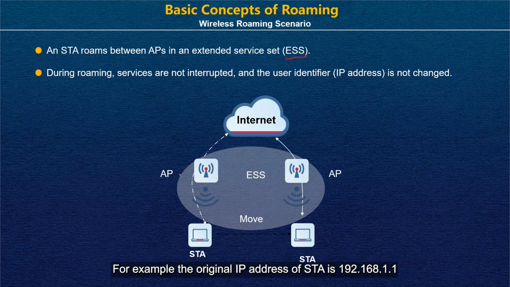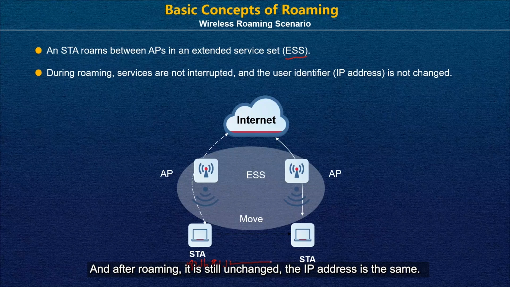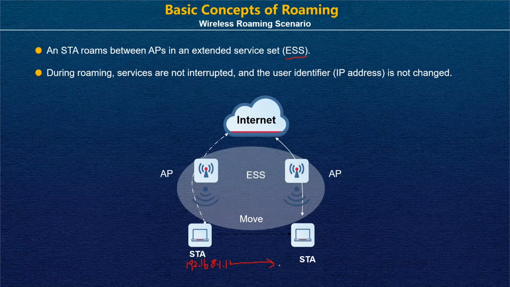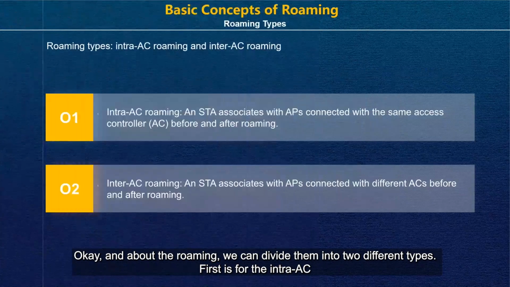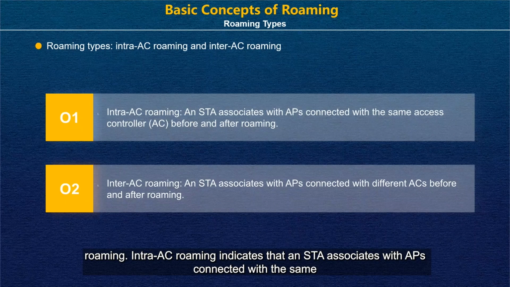For example, the original IP address of the STA, for example, is 192.168.1.1. And after roaming, it's still unchanged. The IP address is the same. Okay, and about the roaming, we can divide them into two different types. First is called intra-AC roaming.